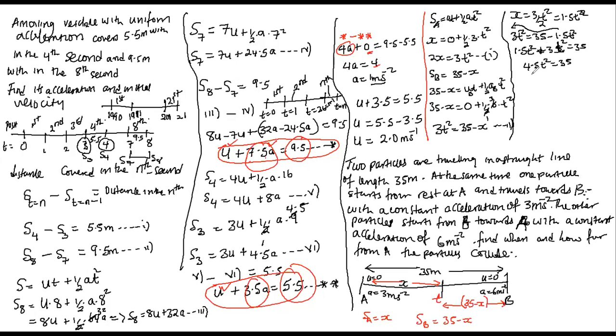4.5 comes from 9 over 2. So 9 T squared over 2 is equal to 35. So T squared is equal to 70 over 9.